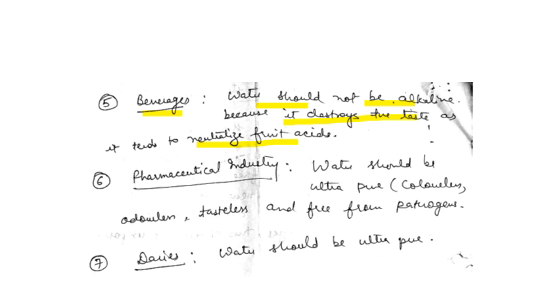The next is the pharmaceutical industry. For that, which kind of water do we use? The water should be ultra pure. It should be colorless, odorless, tasteless, free from organic impurities, disease-producing microorganisms, or pathogens. In the dairies also, ultra pure water is required.